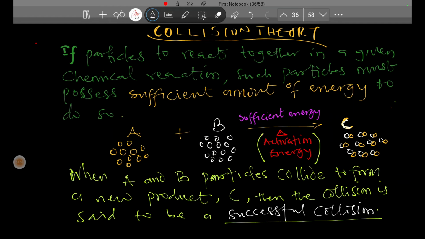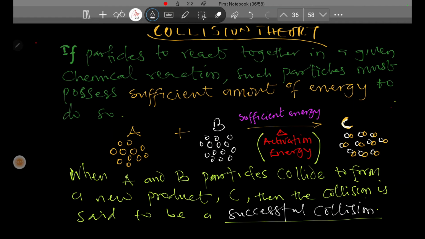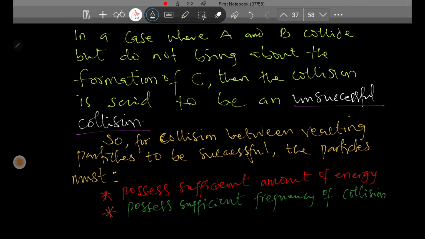When A and B particles collide to form a new product C, then the collision is said to be a successful collision. Not all collisions are successful, and so we have successful collisions and unsuccessful collisions. In a case where A and B collide but do not bring about the formation of C, then the collision is said to be an unsuccessful collision.